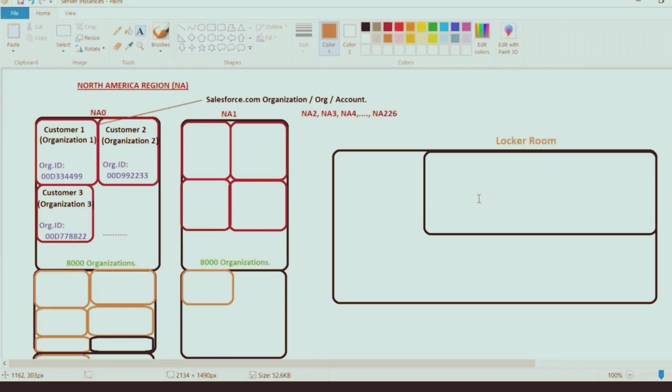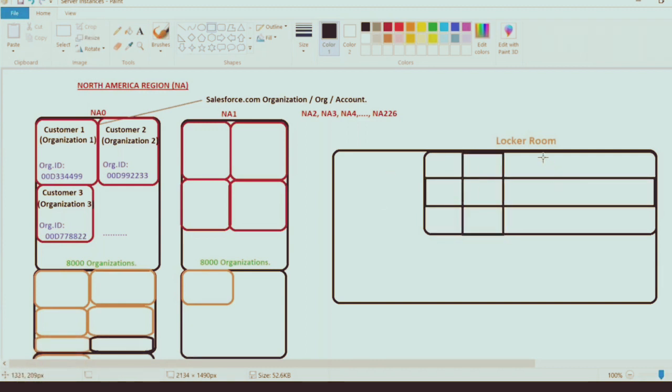In this case, bank people won't allocate the complete locker room to a single customer. Whatever space they have inside this locker room, this space is divided into various small portions. Each portion is called a locker.